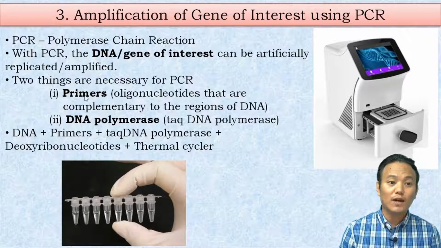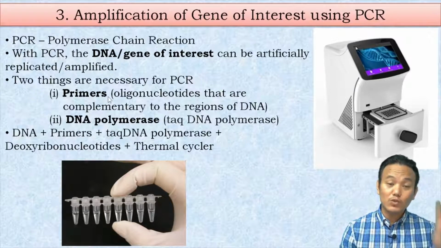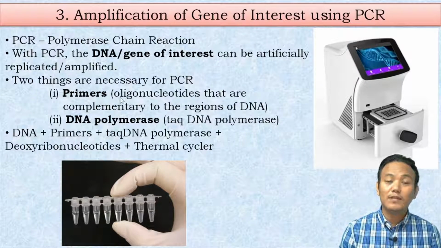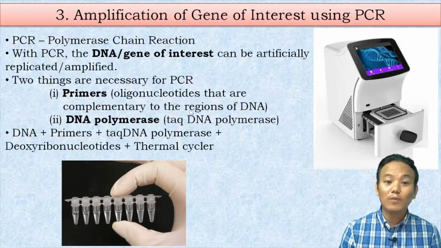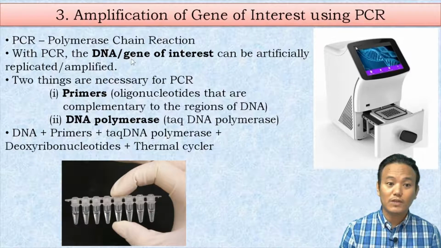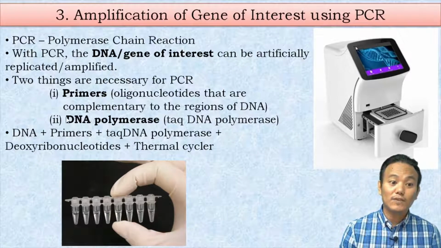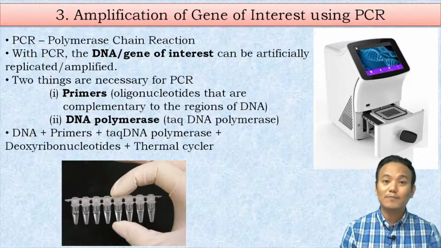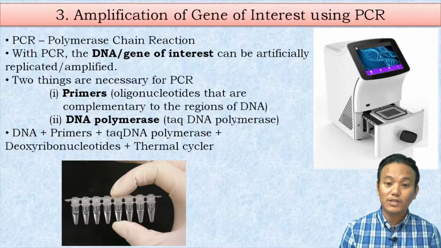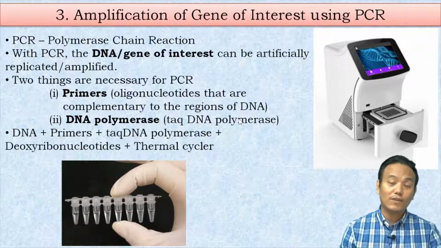Those two things are primers. We need two sets of primers. Primers are nothing but oligonucleotides, short chains of nucleotides that are complementary to the regions of our DNA of interest. And then we need a very special DNA polymerase called Taq DNA polymerase. Taq DNA polymerase is special because it can function at a very high temperature.